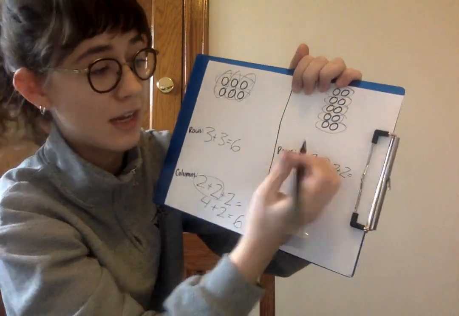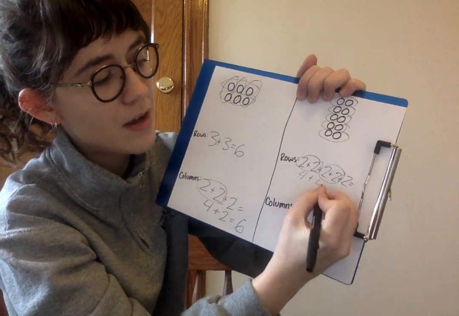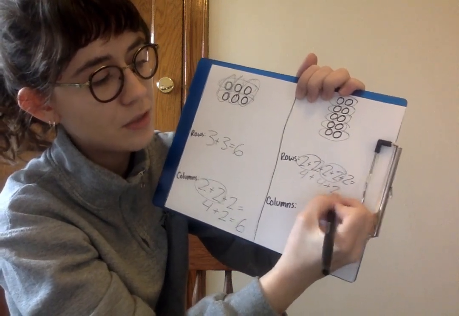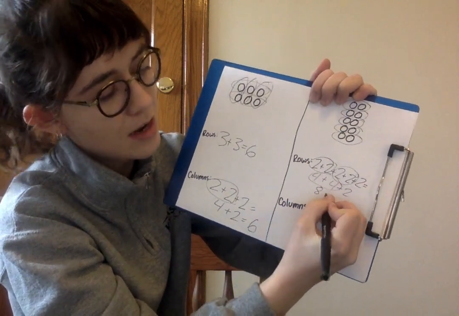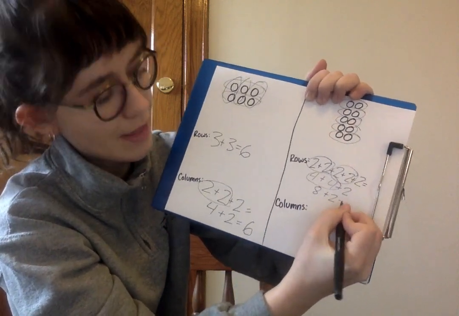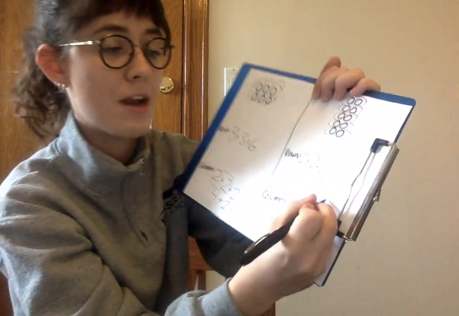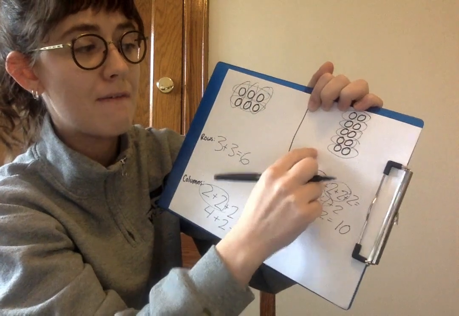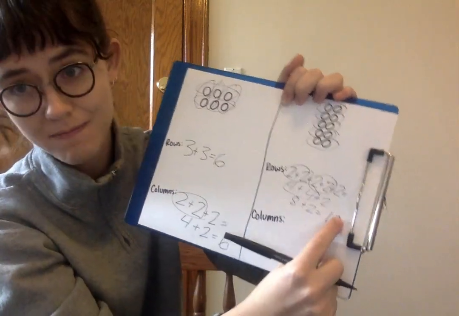Now I look for facts I know. 2 plus 2 is 4. 2 plus 2 is 4. Plus another 2 that's left over. Okay, well 4 plus 4 is 8. Plus, we still got that extra 2. 8 plus 2 is 10. So the total of 5 rows of 2 is 10.